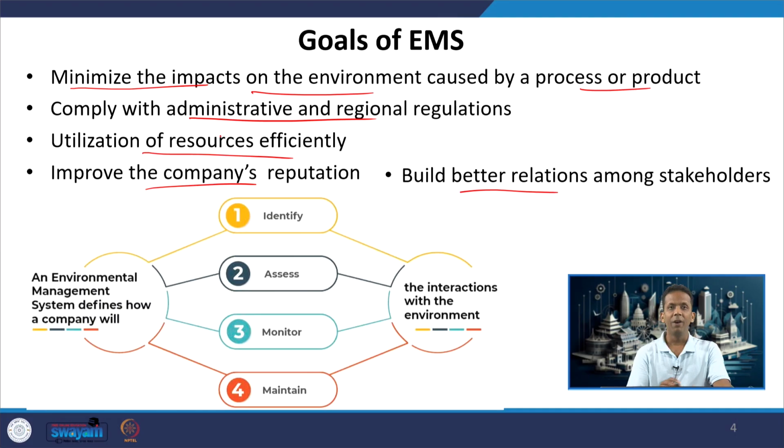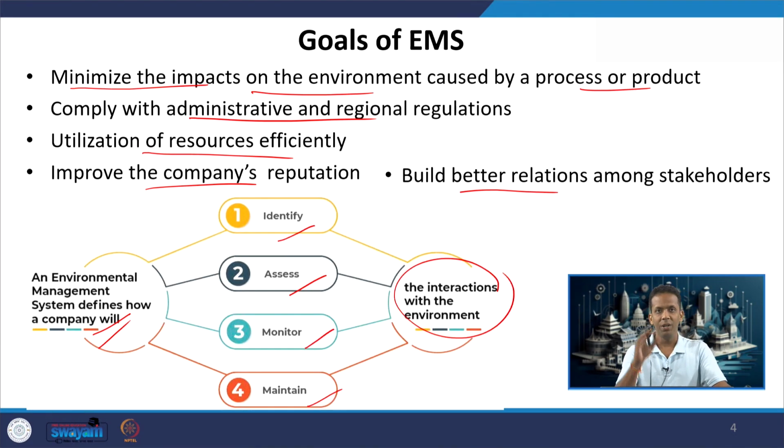So, environmental management system will define how a company will identify, assess, monitor and maintain its interactions with the environment. There are n number of activities in a company which may have impact on the environment. So, all those activities or interactions with the environment should be identified, assessed, monitored, and then maintained in a healthy manner. All those things will come under the scope of EMS.